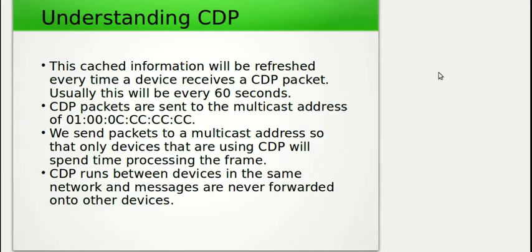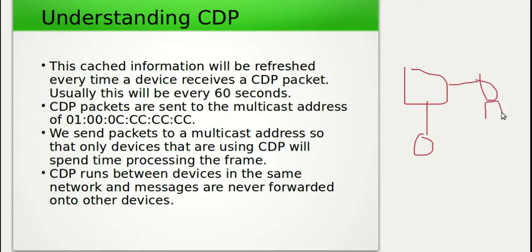packet. CDP packets themselves are sent to the multicast address of 0100.0CCC.CCCC. The reason why they're sent to a multicast address is so that only devices that need to process that packet will process it. So in this case, your Cisco devices will be listening on this multicast address. Imagine this is our Cisco device, our switch which connects to a router, but we have a connection to a PC over here.